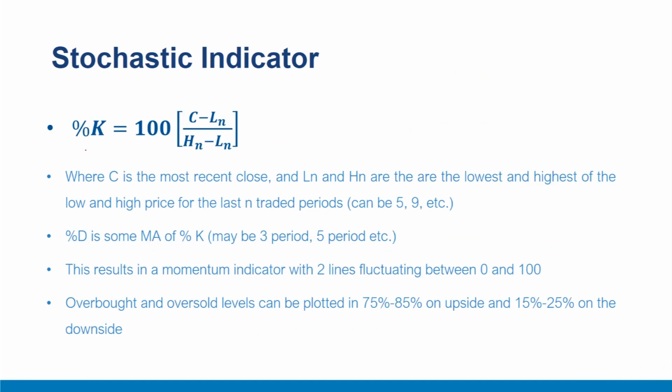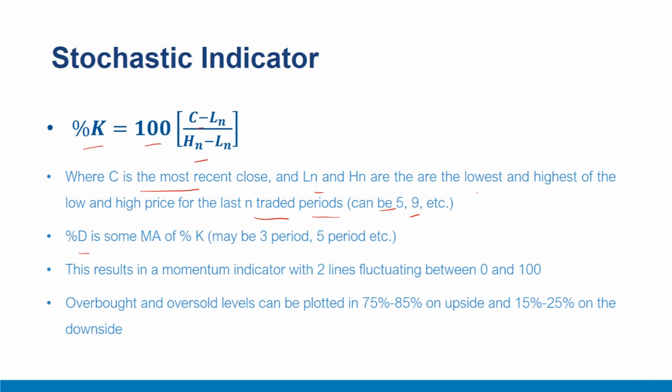The formula is simple. %K is 100 times (C minus Ln) upon (Hn minus Ln), where C is the most recent close, and Ln and Hn are the lowest and highest of the low and high prices for the last n traded periods. N can be 5 days or 9 days or so on, depending upon the analysis.